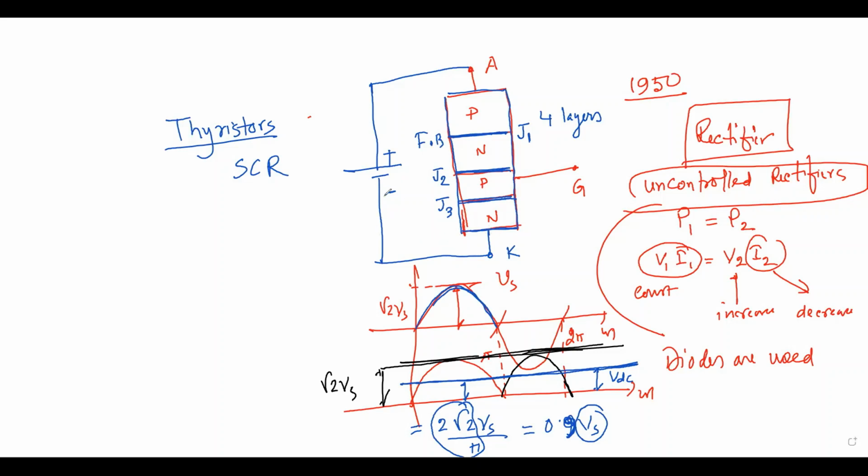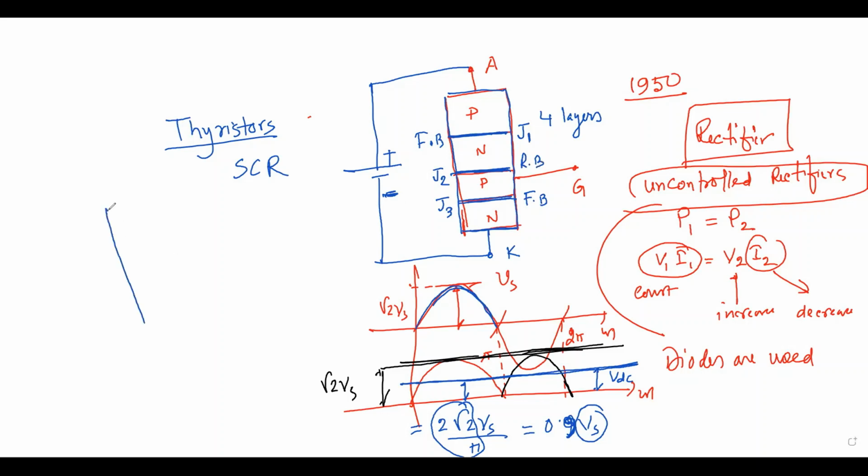It will be reverse biased. No, N is negative, look. Oh, sorry, sir. J3 will be forward biased. Yes. But this J2, look, J2 here will be reverse biased, right?